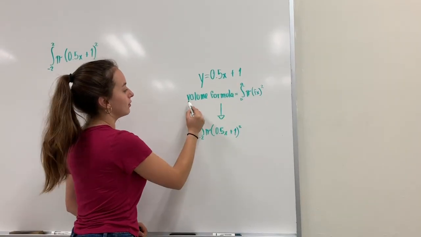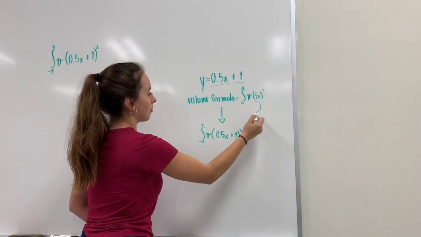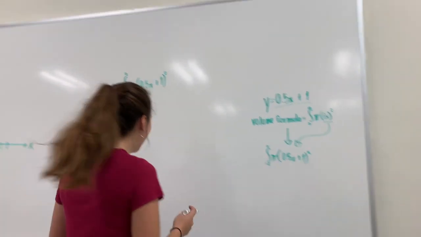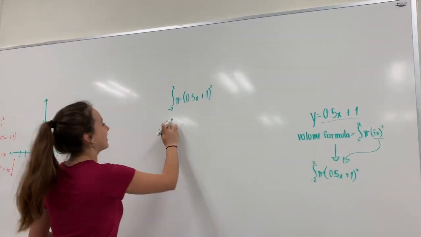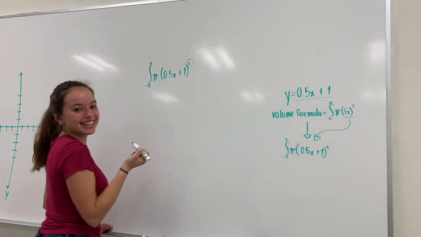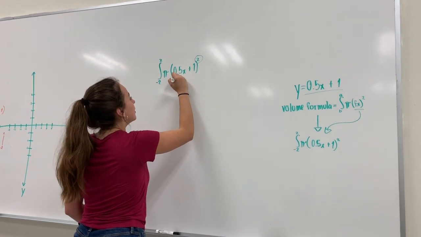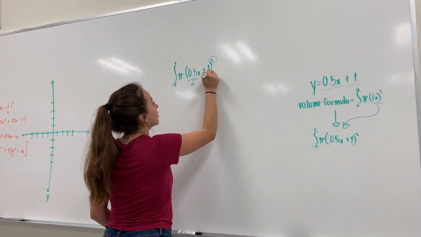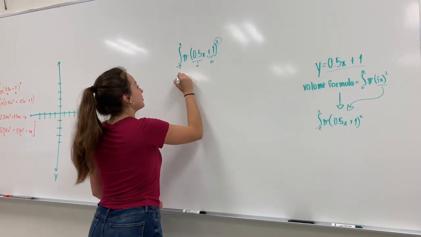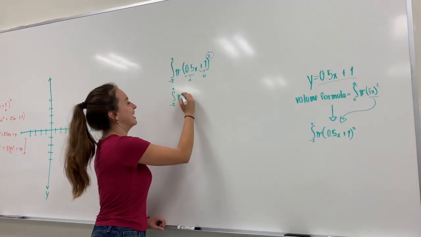So the first step will be to convert our equation to the volume formula. As we can see, our equation is y equals 0.5x plus 1. And the volume formula equals the integral from point a to b of pi times the equation squared. So since our equation has two terms, we need to multiply them and do a binomial squared.